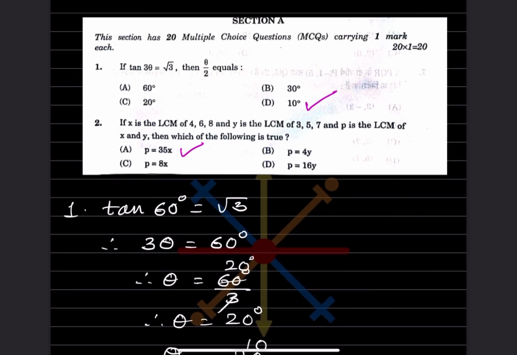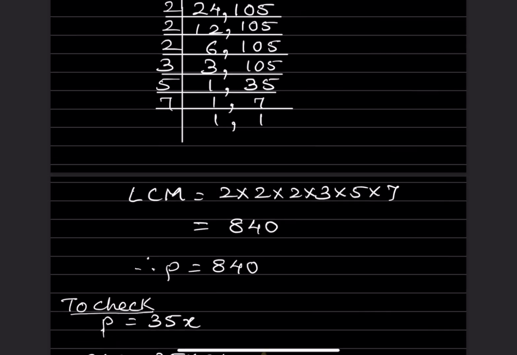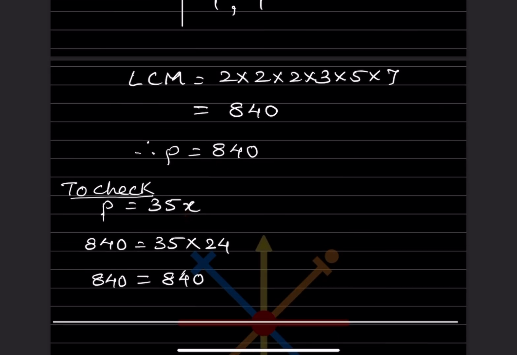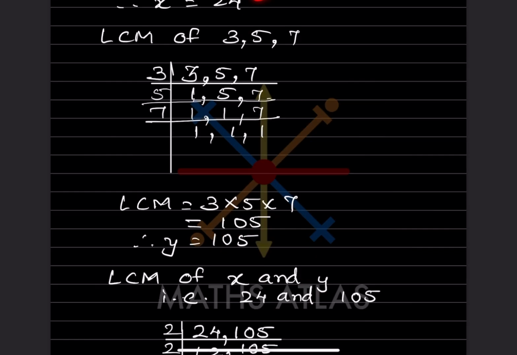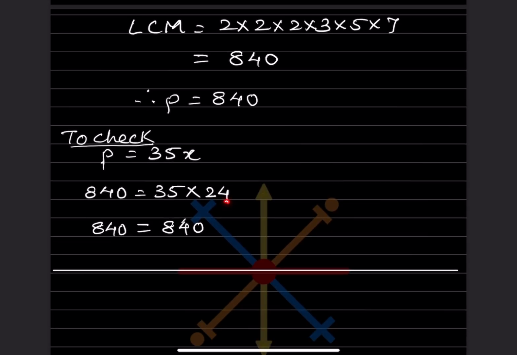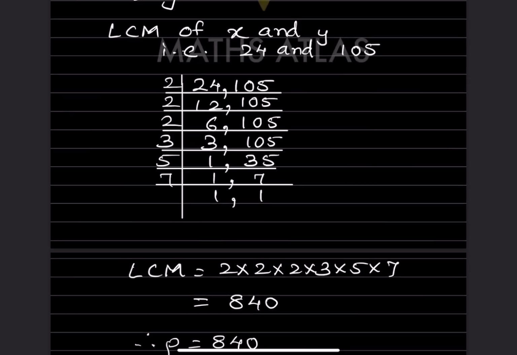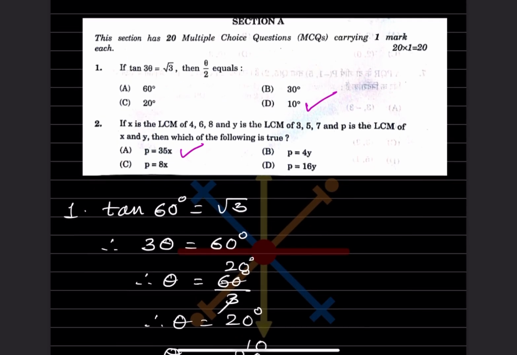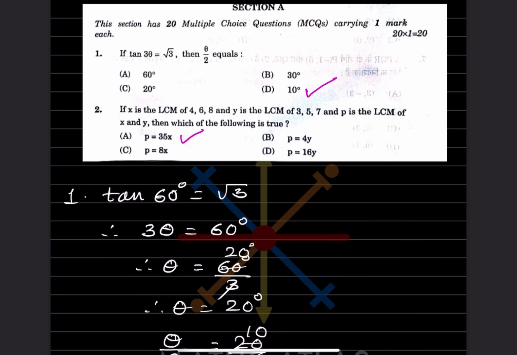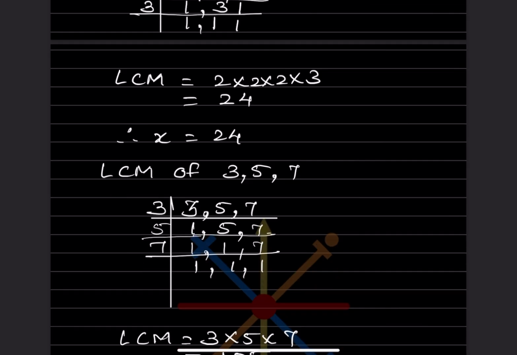Now let us see option A, that is P is equal to 35x. Let us see whether it's true. We got the value of P as 840. So 840, and 35 into, we got the value of x as 24. When you multiply 35 into 24, that is 840. So 840 is equal to 840. So the correct option is going to be A. We need not check all the others because this is the right option.